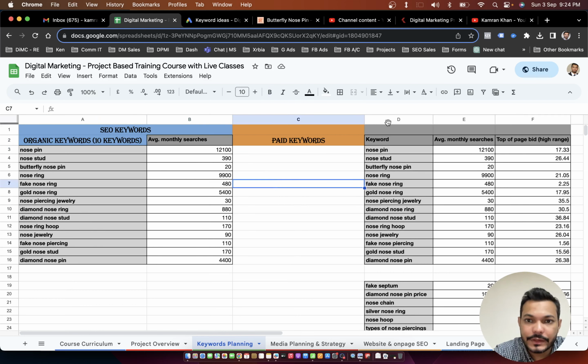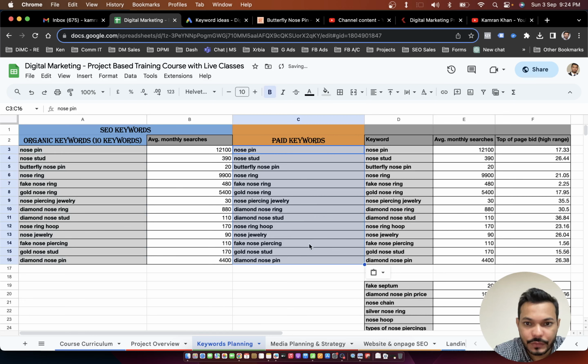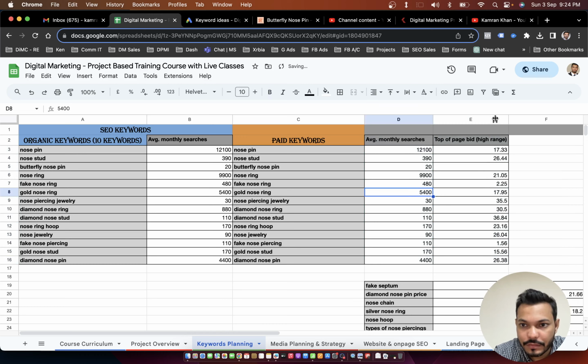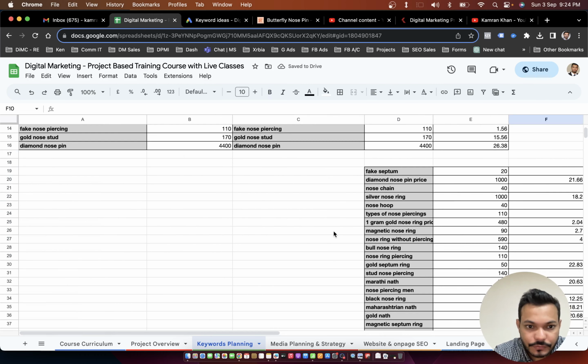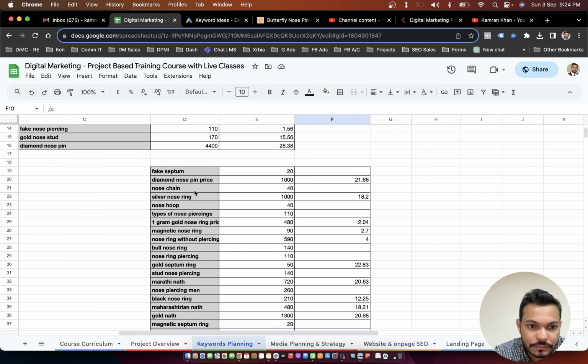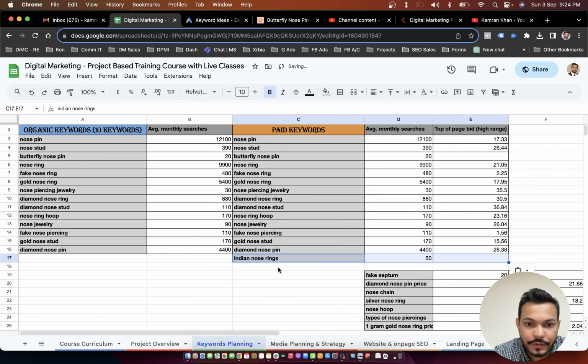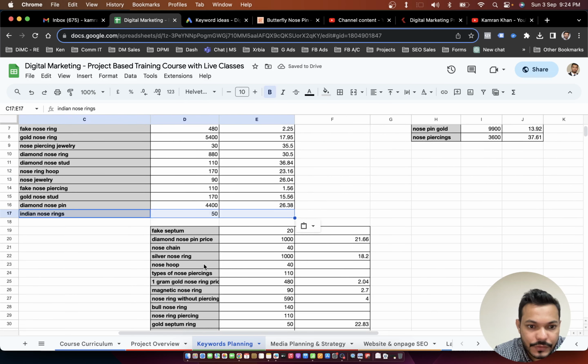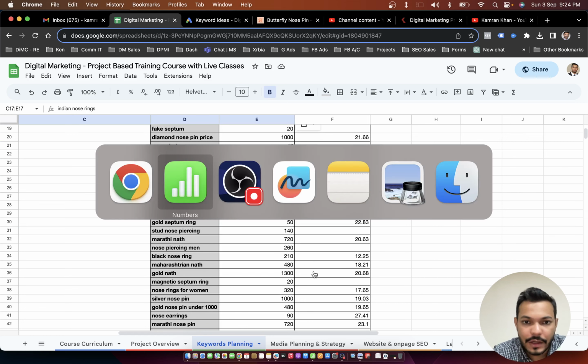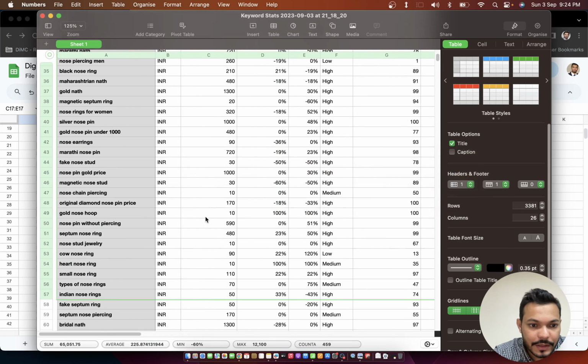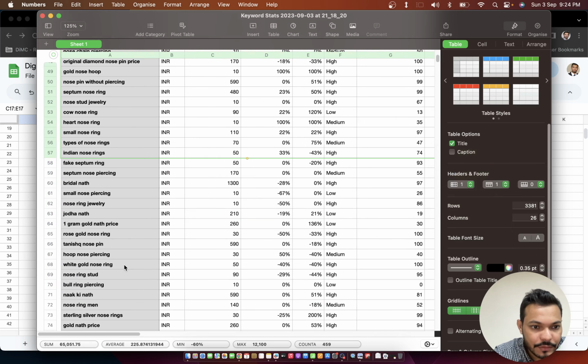Now in terms of paid keywords, we should always be keeping the keywords that we are going for SEO, and then we can additionally add some more keywords over here. Now we have to go through this long list of keywords. Indian nose ring could also be one of the nice keywords for the campaign. Then maybe we choose a couple more keywords from the list. I'll go through the CSV file and then I'll see what more keywords I can add.